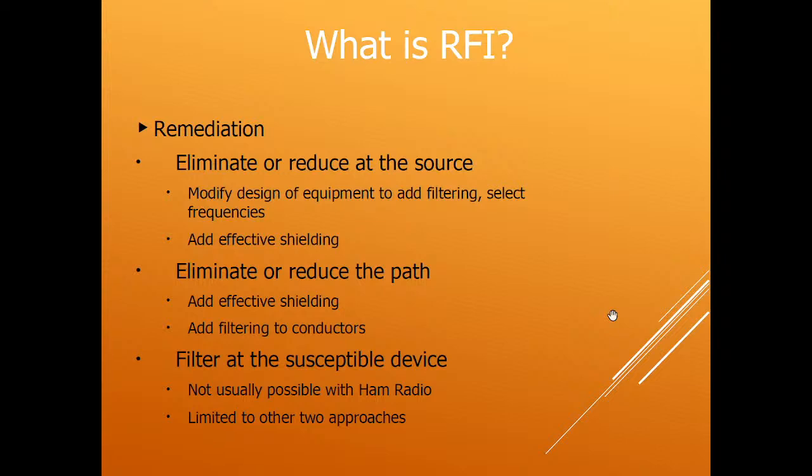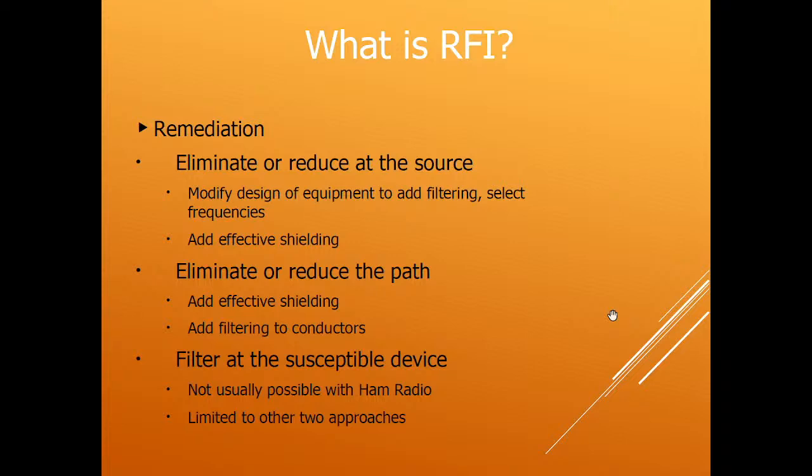So basically, the way that we can remediate RFI, there's kind of three opportunities to solve the problem. We can eliminate or reduce it at the source. We can modify the design or construction of equipment to add filtering, or we can change the frequencies that equipment operates on to move the frequency of the offending signal, or we can add effective shielding to the source.